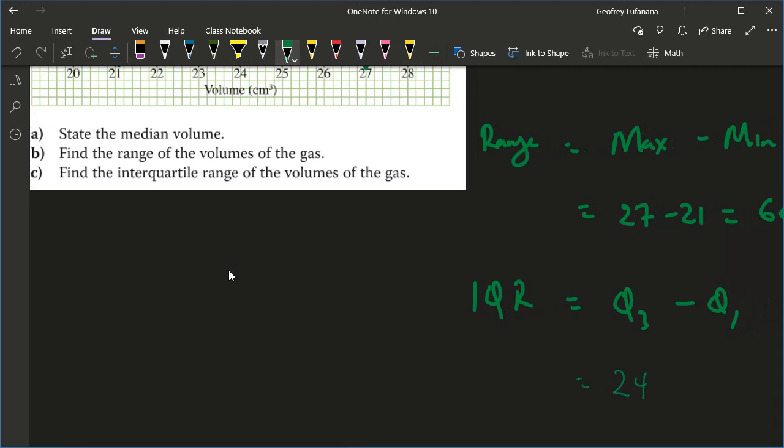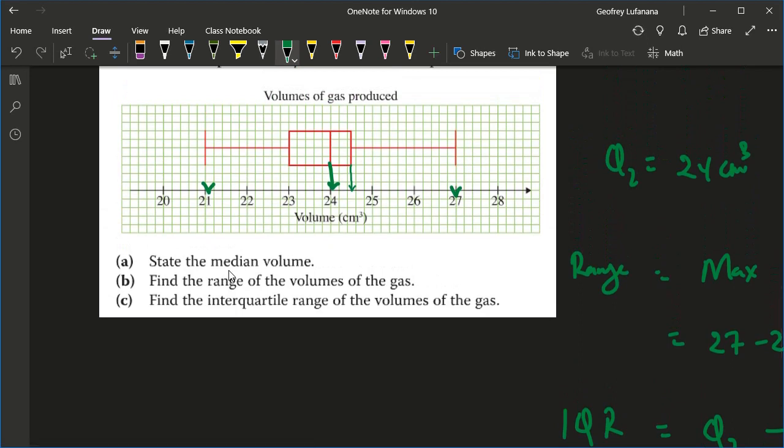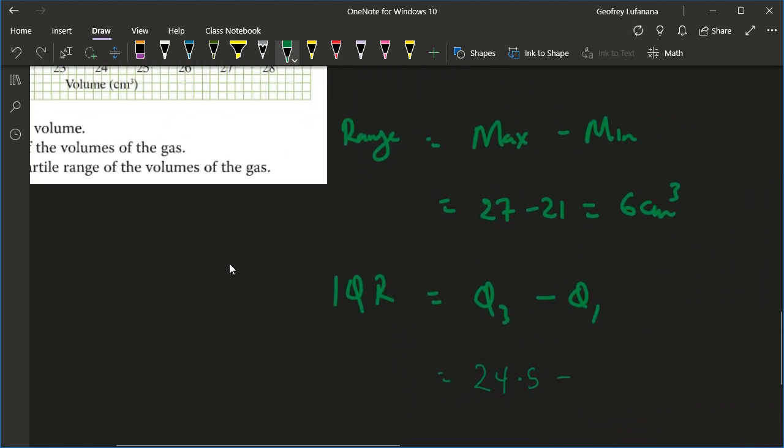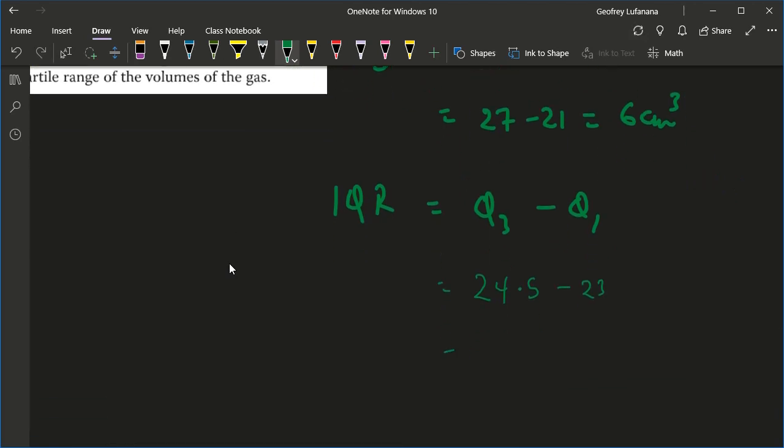So I have 24.5 minus my Q1 over there, which is at 23. So my Q1 is at 23, and the interquartile range becomes 1.5 centimeters cubed.